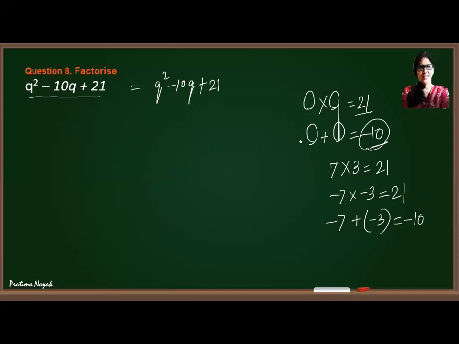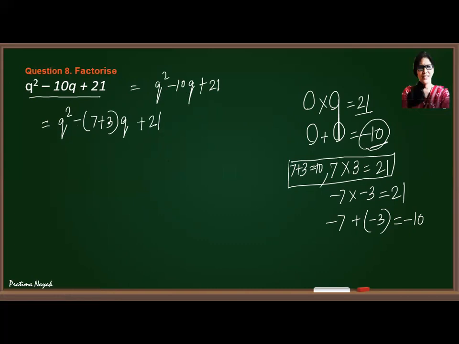No problem. First think as if you are thinking in positive: 7 into 3 is 21 and 7 plus 3 is 10. I'm not considering the negative now. So 7 into 3, 21, 7 plus 3, 10. But there is a negative sign. So I'll write q square minus, 7 plus 3 gives you 10, plus 21. What does it mean? 7 is also negative, 3 is also negative. So you can write q square minus 7q minus 3q plus 21.